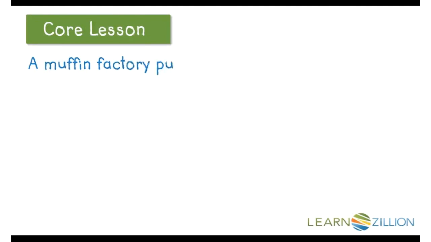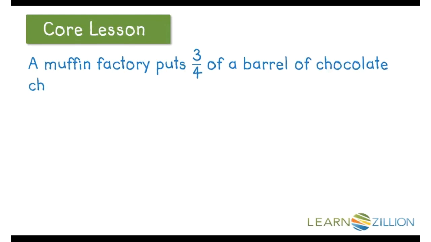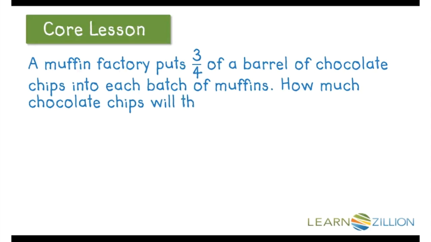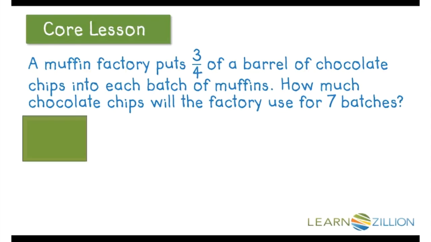Let's look at our core lesson. A muffin factory puts 3/4 of a barrel of chocolate chips into each batch of muffins. How much chocolate chips will the factory use for 7 batches? Let's look at an area model to show one whole. Do we know how many parts to divide the whole into?